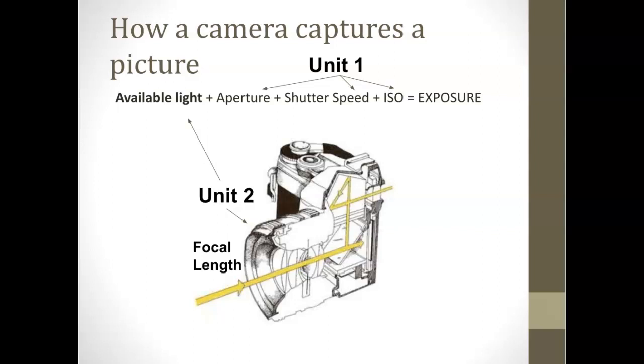This unit is all about how lighting can be used in photography to make pictures more unique and to make the different qualities of light show through in your pictures a bit more. In our first unit, we talked about aperture, shutter speed, and ISO as part of the exposure equation. This unit is going to cover available light and focal length, which is the lens that we're using on our camera.